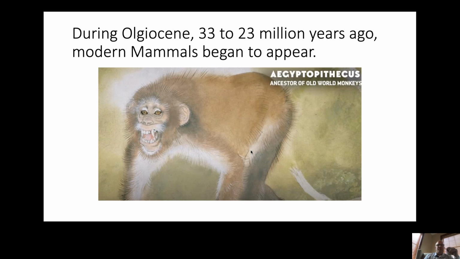During the Oligocene, which was the next epoch, 33 to 23 million years ago, the modern mammals began to appear. Monkeys began to appear during this period. And again, they didn't look quite like the ones that we have today, but they were slowly evolving to adapt to the changing climate of the Oligocene. Things were starting to cool down.